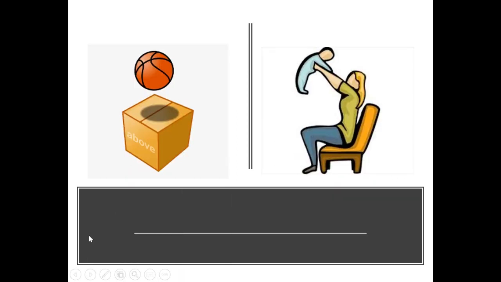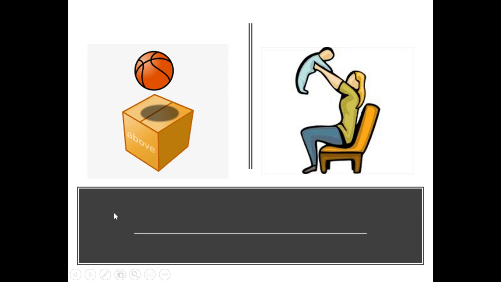Next pair of pictures, what do you notice or see? I notice or I see. Well, I notice that this basketball is above the box, and I notice that this mom is holding her baby above her head. So, how are these pictures both the same or similar? Like I said, they both show something that's up above or over, up above or over.